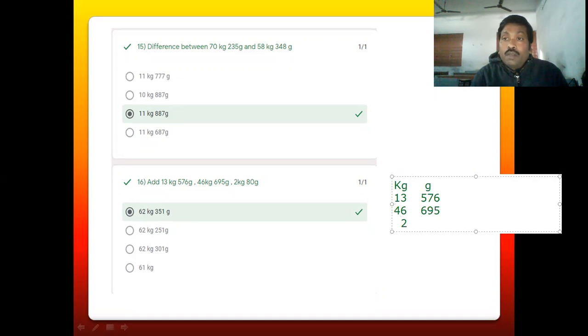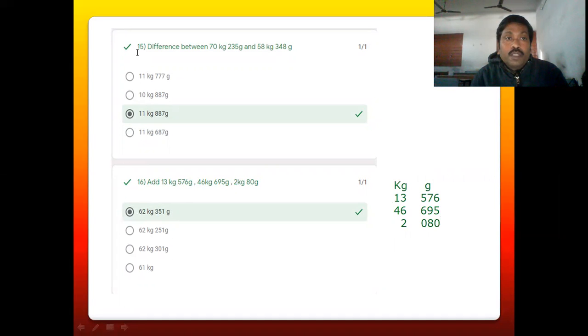Then we will convert 80, which has 2 digits, into 3 digits because 1 kg is equal to 1000 gram, and we will write it in this way. Okay, and now it makes 3 digit numbers. When we add all of these numbers, we get 62 kg 351 gram. Okay, this is the important thing. How can we write this 080?